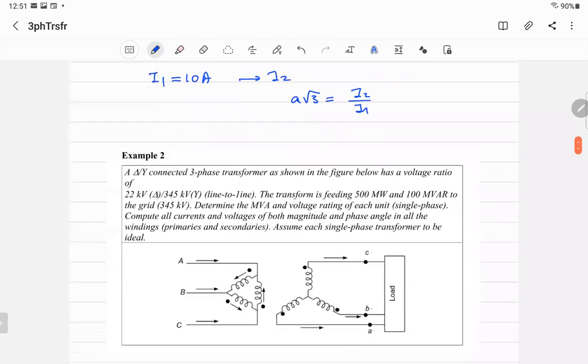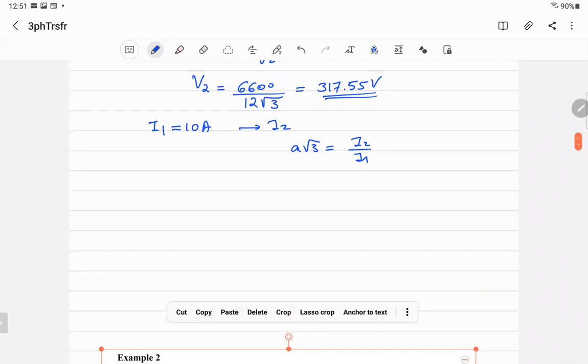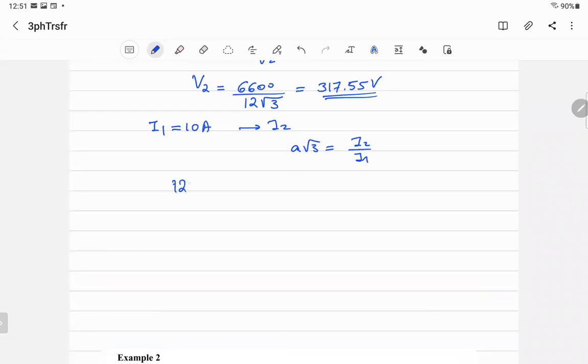So A is equal to 12 square root 3, equal to I2 over I1. I want to get I2. I1 is equal to 10. So I2 is equal to 10 times 12 root 3. That will be equal to 207.84 amp. So I get both quantities, the voltage and the current, on the secondary. Okay.